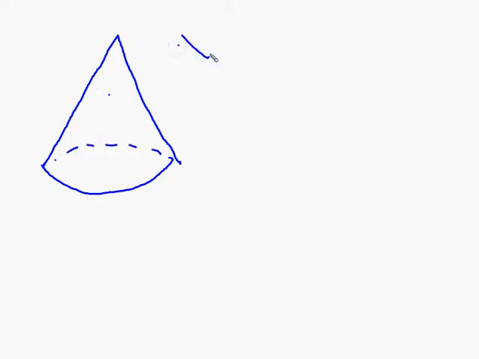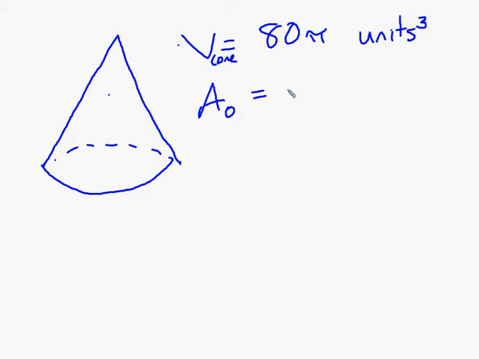Okay. All right, so we're going to do one more cone, but instead of asking the volume of this cone, I'm going to give you the volume. So the volume of this cone, I'm going to tell you, is 80 pi. That is the volume, units cubed. And I'm going to tell you that the area of the circle at the bottom is 10 pi. I want to know the height of this cone.